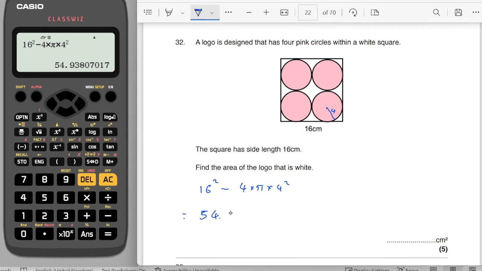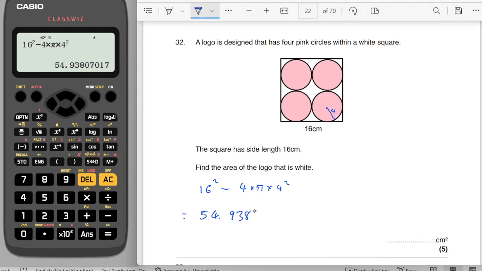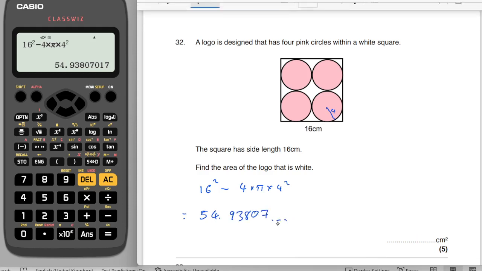So I'm looking at 54.93807. So find the area. So I'm going to give it as 54.94 to 2 decimal places.